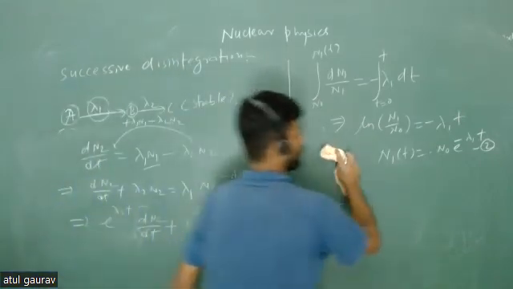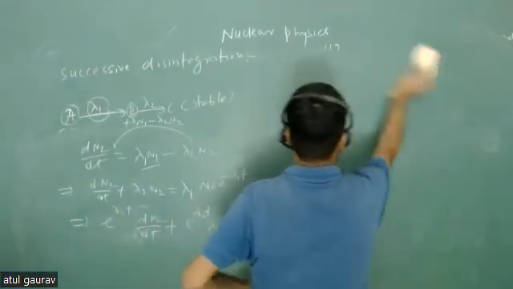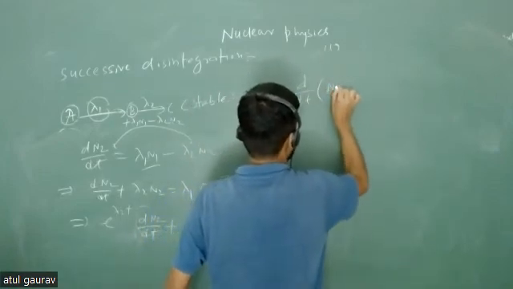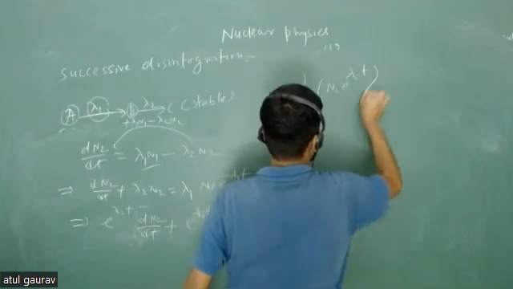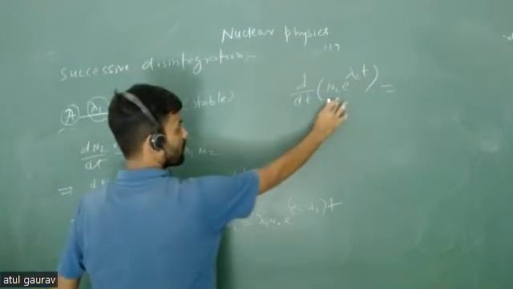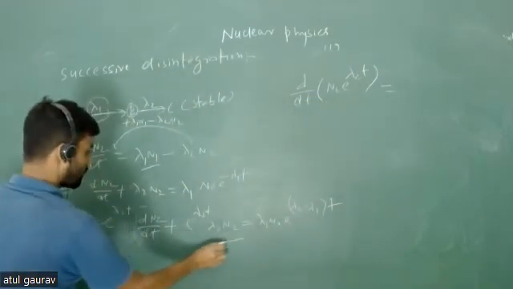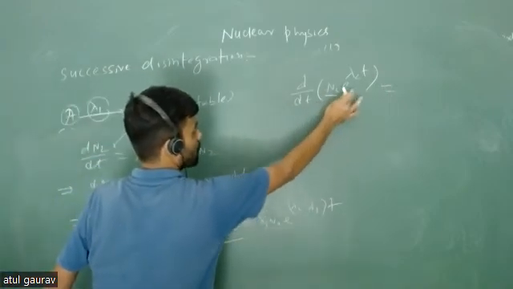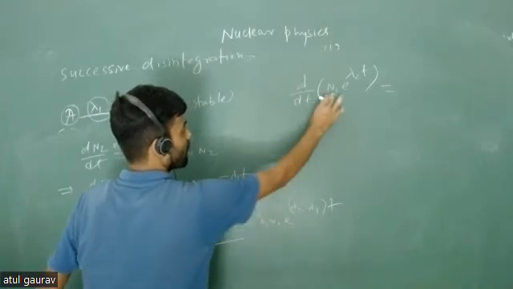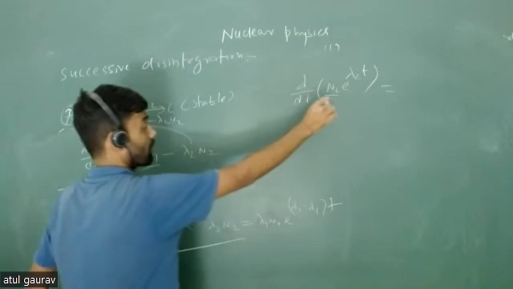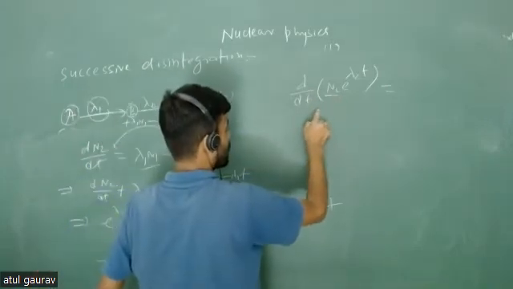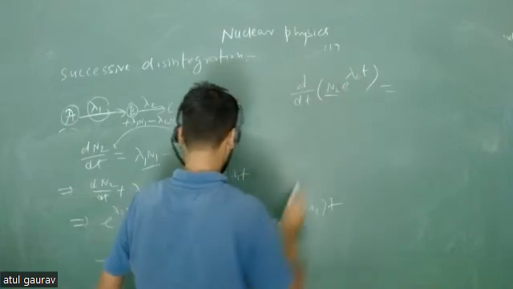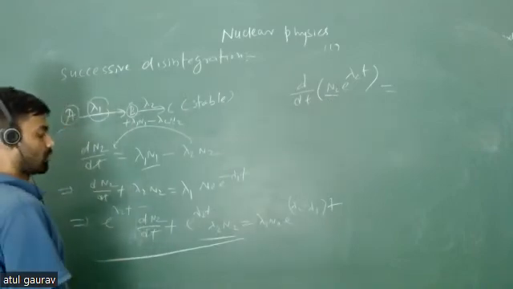Now you see, can we write the left hand side like d by dt of n2 exponential lambda 2 t? If you differentiate this term, you will get exactly this. First I differentiate the first factor, keeping exponential lambda 2 t as a constant: exponential lambda 2 t dn2 by dt. Then I keep n2 as a constant in the second term, so n2 is outside, d by dt of exponential lambda 2 t gives lambda 2 into exponential lambda 2 t. It will be exactly the same as this term. Is it clear what I'm saying?